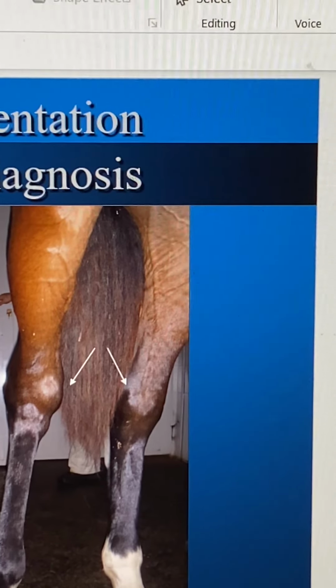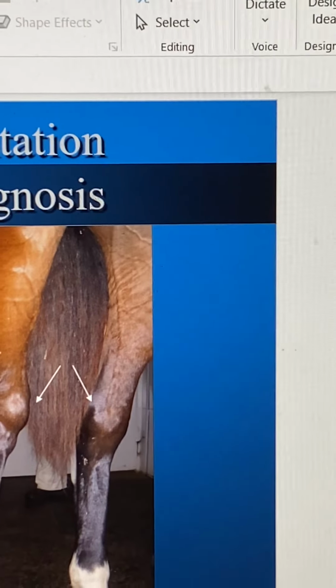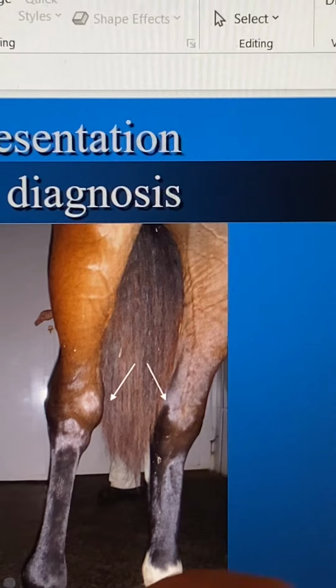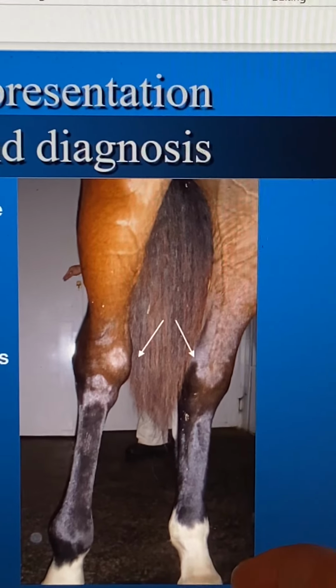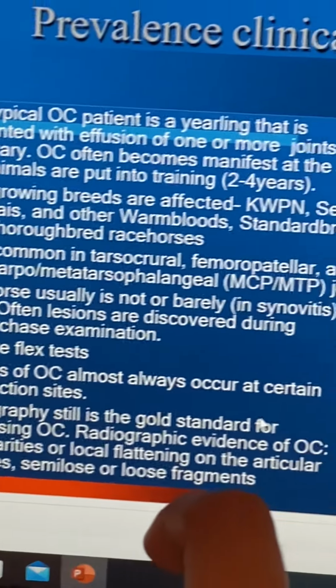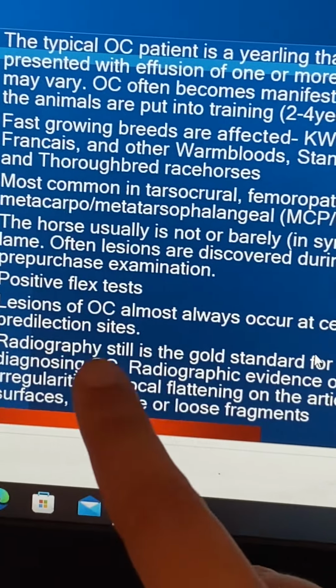And the horse usually is not, say, or barely lame. You'll often just see lesions during examination. And so what we do is, we'll do something called a positive flex test. We'll look for lesions of osteochondritis dissecans, because it's always at specific sites. And you can also do x-rays.